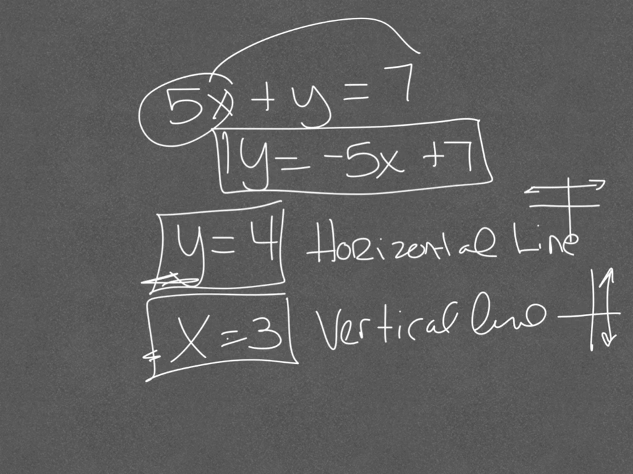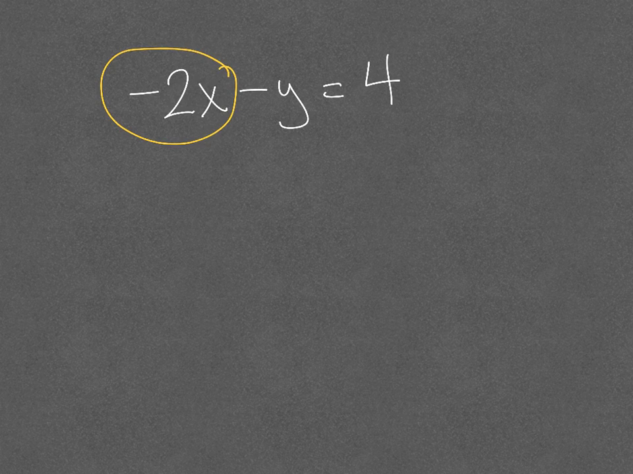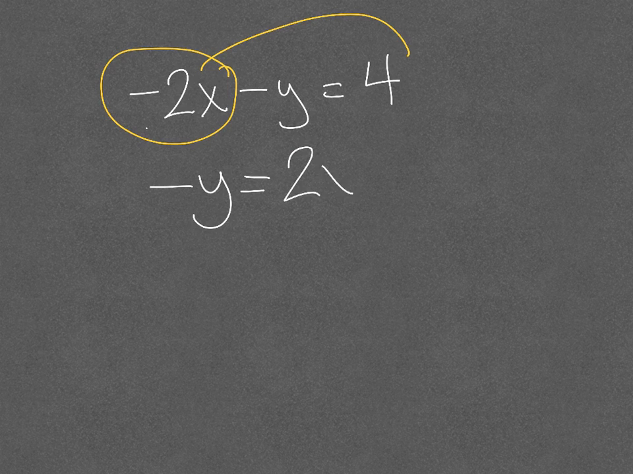I do want to mention, we didn't have any examples of any of them there, but what if I had negative 2x minus y equals 4? Well, you would do the same thing. The minus 2x is going to come to the other side. I'm left with negative y equals, instead of minus 2x, it became positive 2x, and then bring down your 4.